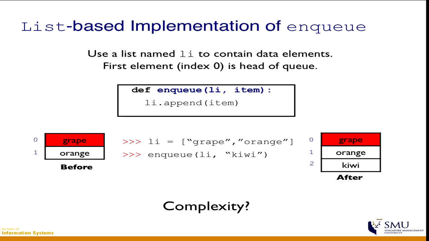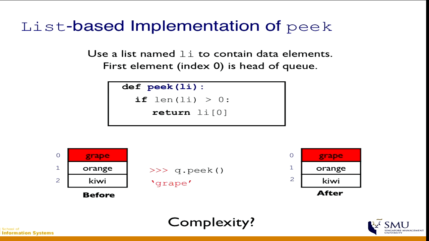Now, you can also implement a queue using a list. In this case, you designate a specific location as the head. If the head here is 0, then every time we put in a new item, let's say kiwi, this item is going to join at the tail end, and that is simple because you just go right to the end, and that is O(1). Now, to peek, you just take the element at 0, that is O(1).